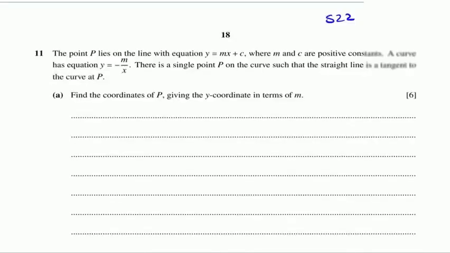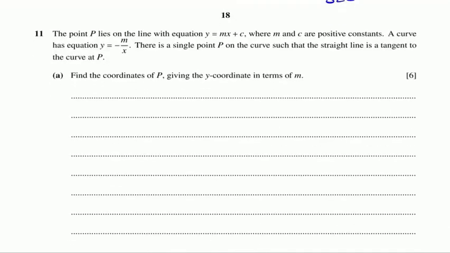Okay, so let's just dive right into it. It's quite a tricky paper. Quite a tricky question, should I rather say. Okay, we've got a point lies on the line with this equation. So this is just a straight line, where M and C are positive.